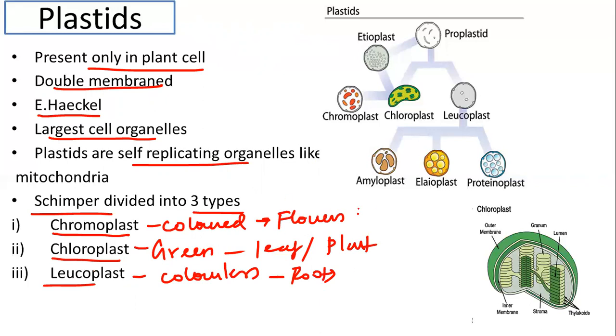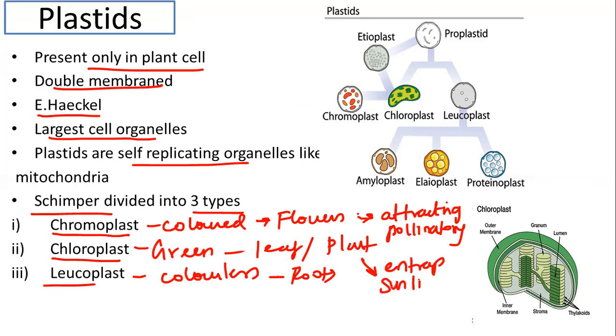So this colored chromoplast will also help in attracting pollinators. And this chloroplast, what will it do? It will entrap sunlight, that means it will receive sunlight, and it helps in producing food. So this is the structure of chloroplast. We'll study these structures in detail when we have a separate segment for diagram based, conceptual studies. Fine. So this is all about plastids.